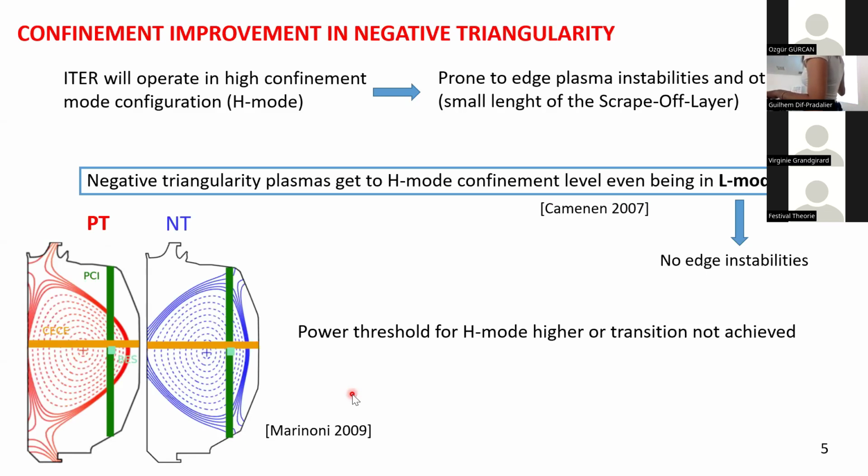This prevents the rate of edge instabilities. And here I would just like to show you two configurations, positive and negative triangularity ones, one flipped with respect to the other, where I also introduce the notation PT for positive triangularity and NT for negative triangularity, which you will see a lot during the talk.